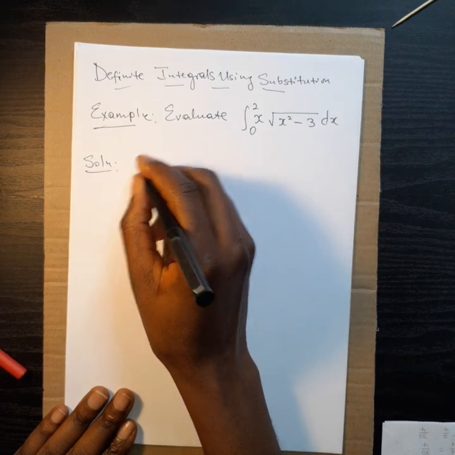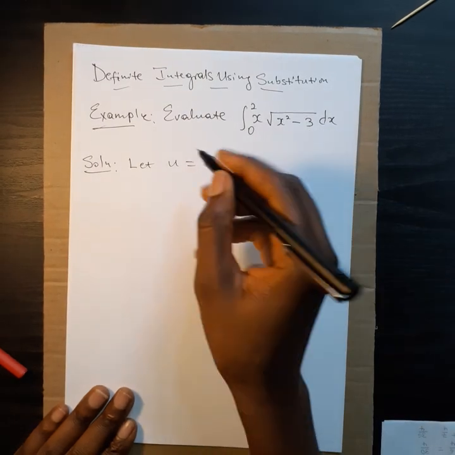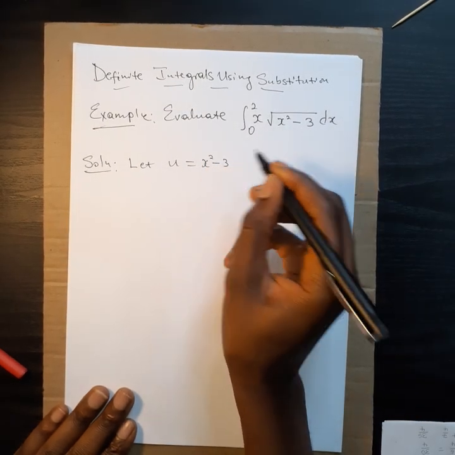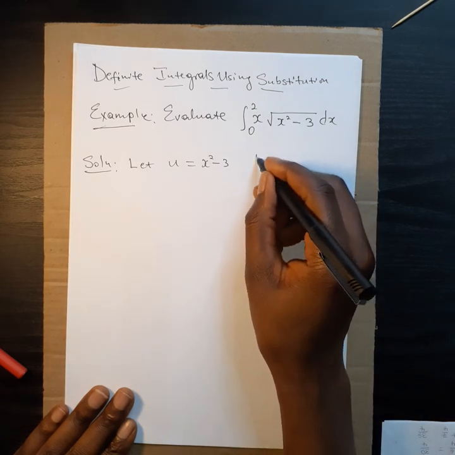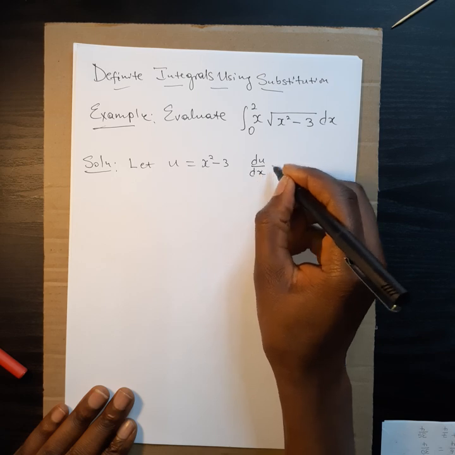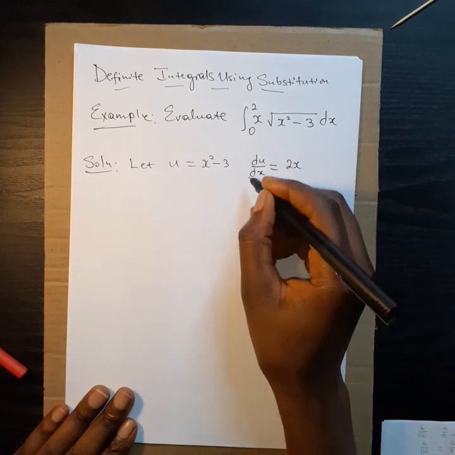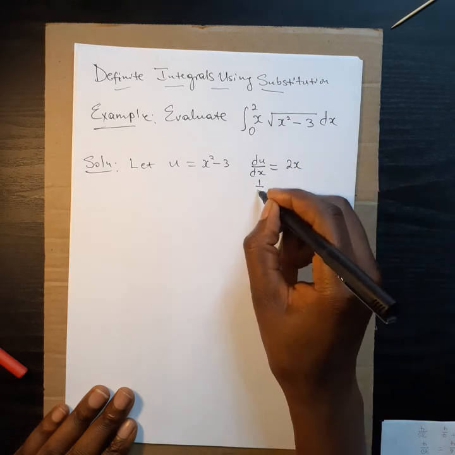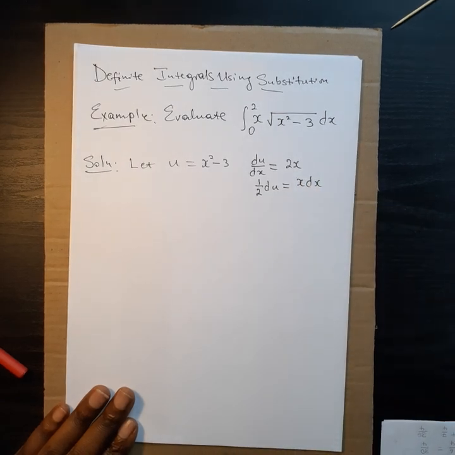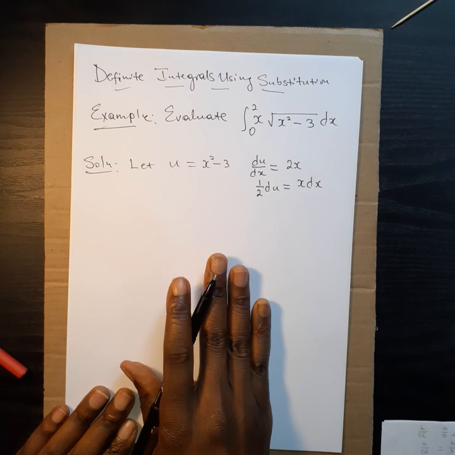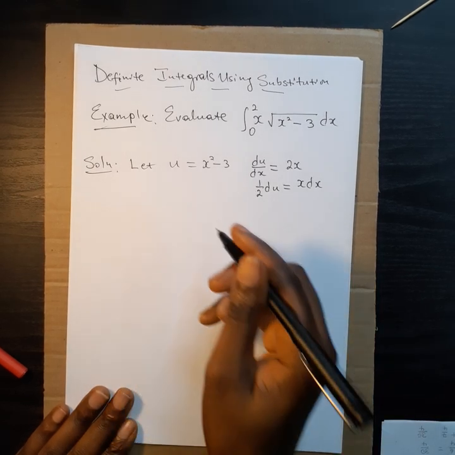U substitution: you let your u take the inside function, which is x squared minus 3. Fine. Then we differentiate, and we get du dx equal to 2x. This implies that 1 over 2 du is x dx, like that. So we don't want to mix things which are not supposed to be mixed. We mix them, we lose marks.